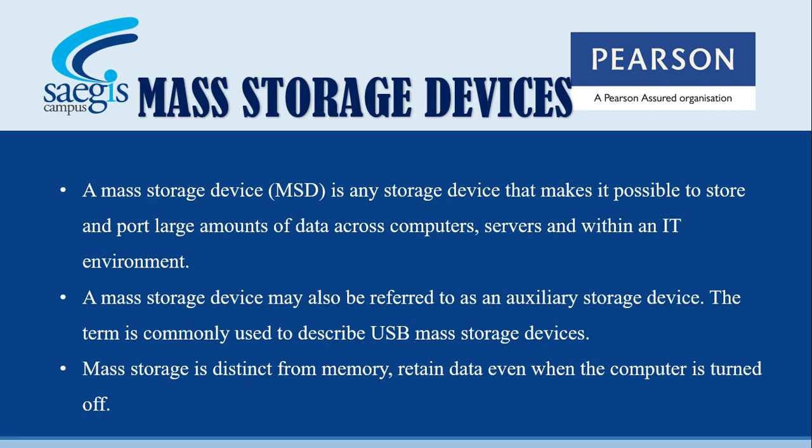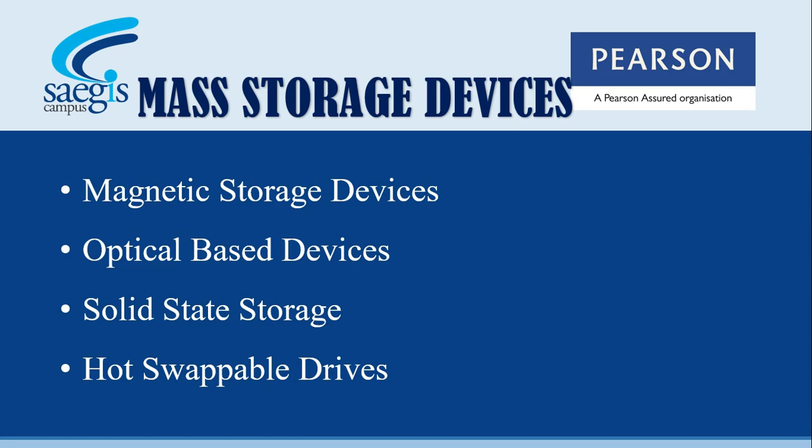Mass storage is distinct from memory, which refers to temporary storage areas within the computer, and unlike main memory, mass storage devices retain data even when the computer is turned off. We can divide mass storage devices into these groups: magnetic storage devices, optical based devices, solid state devices, and hot swappable drives.